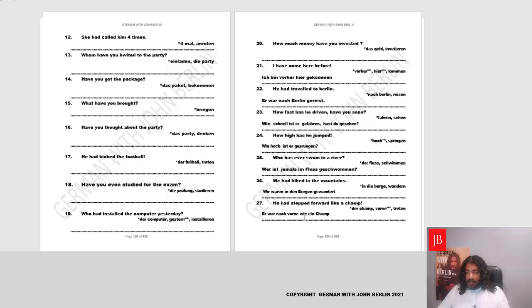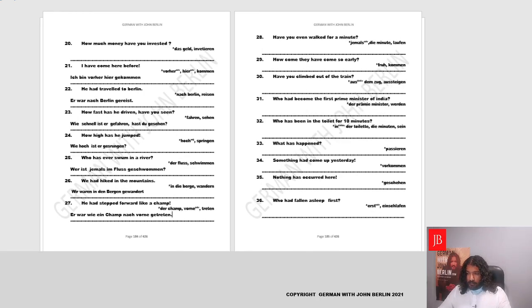Ist nach vorne wie ein Champ. Or you could say, ist wie ein Champ. Then you could say, nach vorne, in front. Stepped. So what is the verb to step? Treten, we add a ge, getreten, and with the en. He has stepped forward like a champ, war wie ein Champ nach vorne getreten. Super duper. So these were some examples of the verbs with movement.